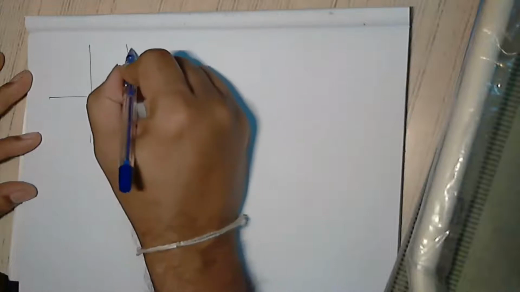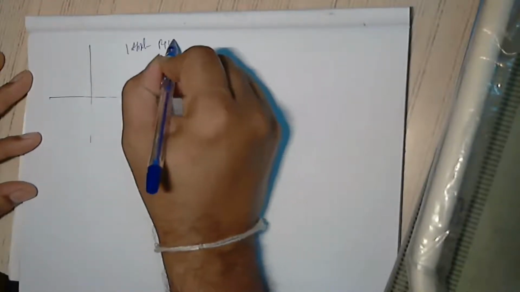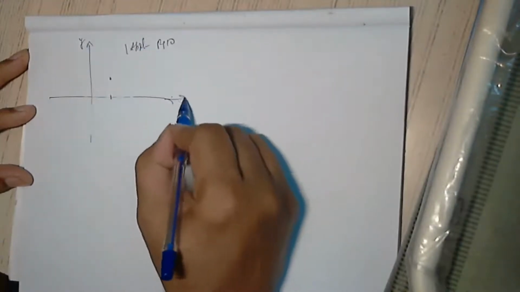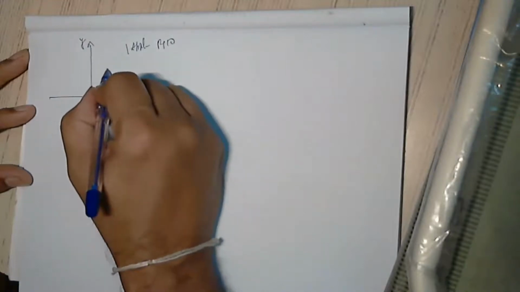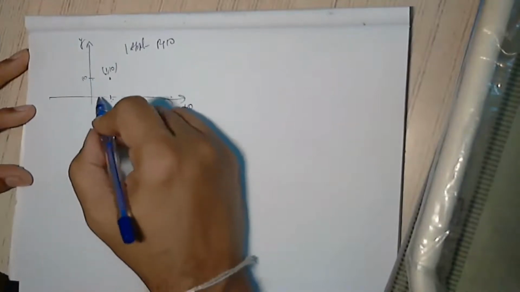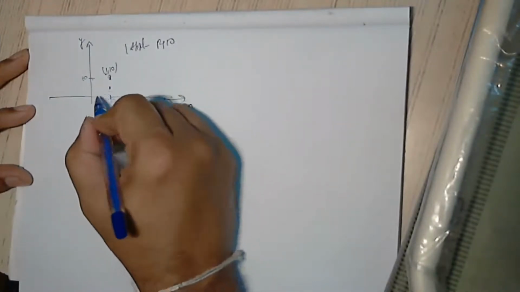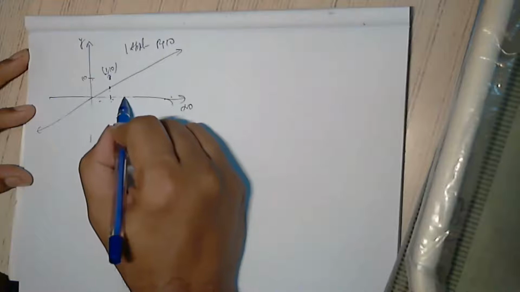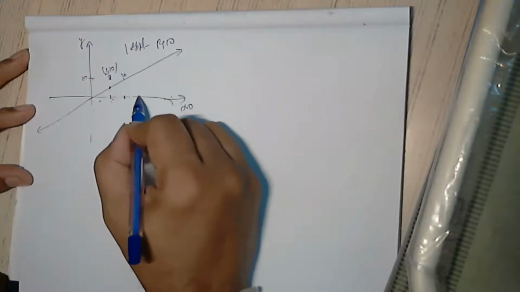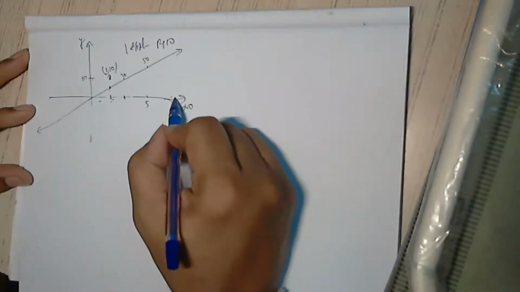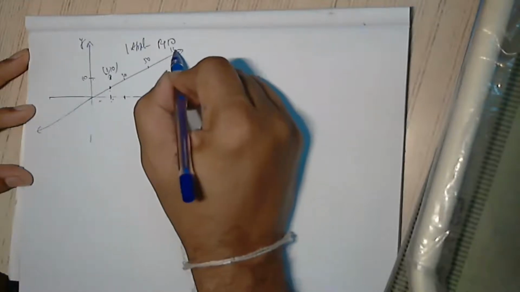Earlier, we understood that suppose one apple costs 10 rupees. So if I purchase one apple, I am paying 10 rupees. So this point is x is 1, y is 10. Like that, my line goes like this. If I purchase 2 apples, my cost is 20 rupees. If I purchase 5 apples, my cost is 50 rupees. If I purchase 10 apples, my cost is 100 rupees.